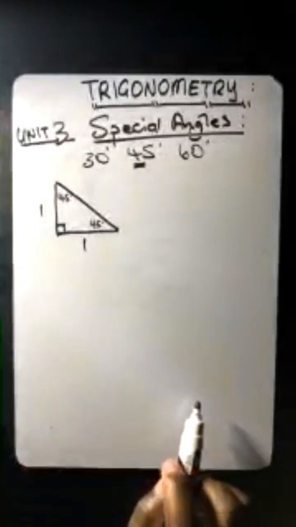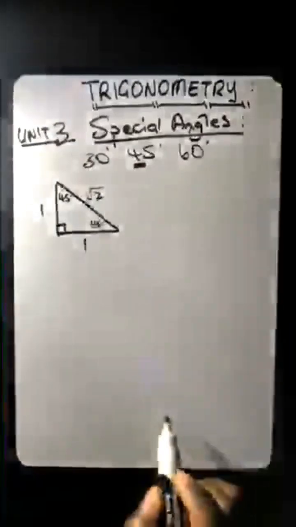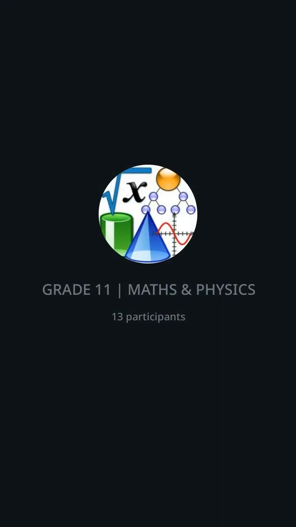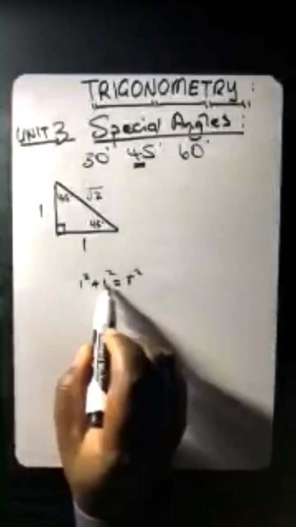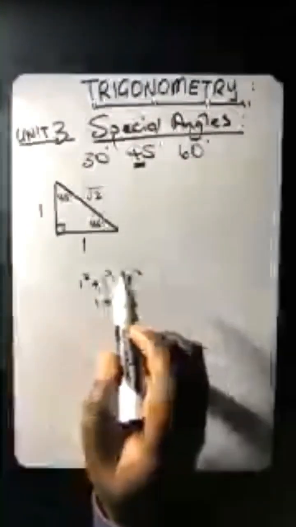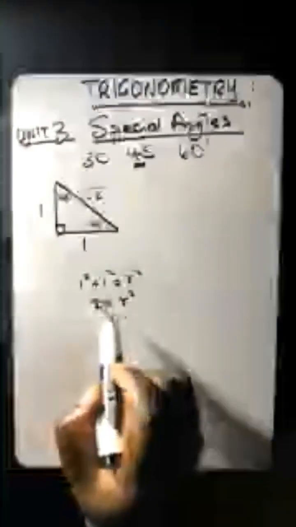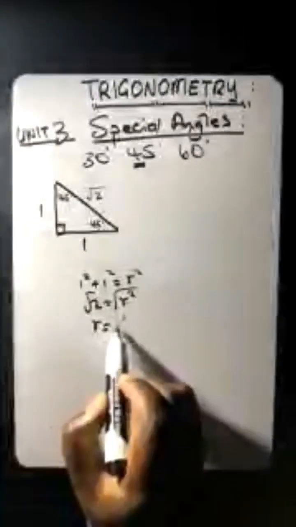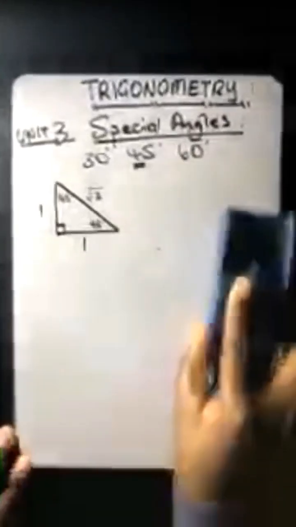And when you use the theorem of Pythagoras to calculate that, you end up having square root of 2, because you're going to say x squared plus y squared is equal to r squared. And 1 squared plus 1 squared gives you 2. Then you square root both sides, and that's how you end up having your r being the square root of 2. So it is the same principle.